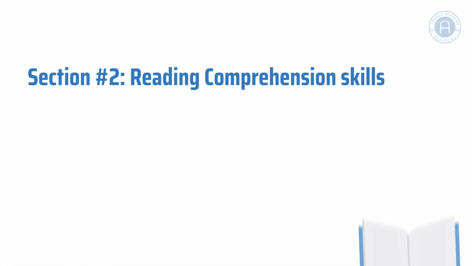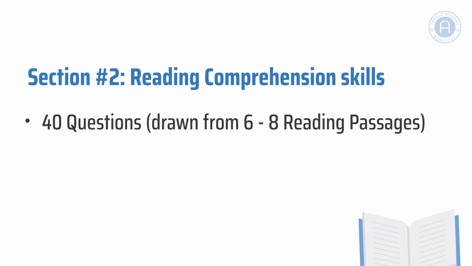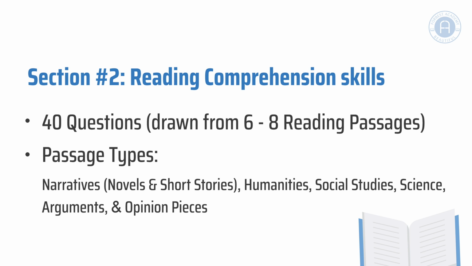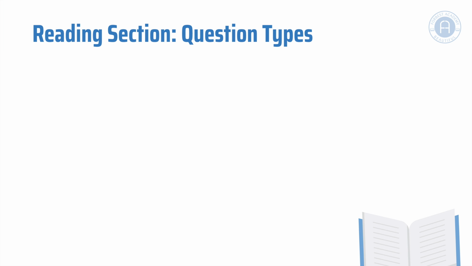Now let's turn to the second section of the test. In the reading comprehension section, a total of 40 questions are drawn from 6 to 8 reading passages. The passage types are varied, and they include narrative texts such as excerpts from novels and short stories, texts from humanities, passages from social studies, and science texts, as well as arguments and opinion pieces or even narratives. Noticing the time limit and the number of reading passages and questions, students have approximately 1 minute to answer each question. Let's examine the types of questions that appear in this section.